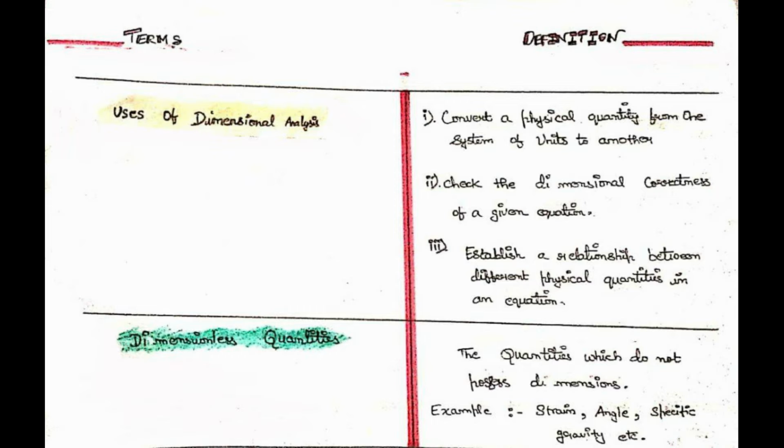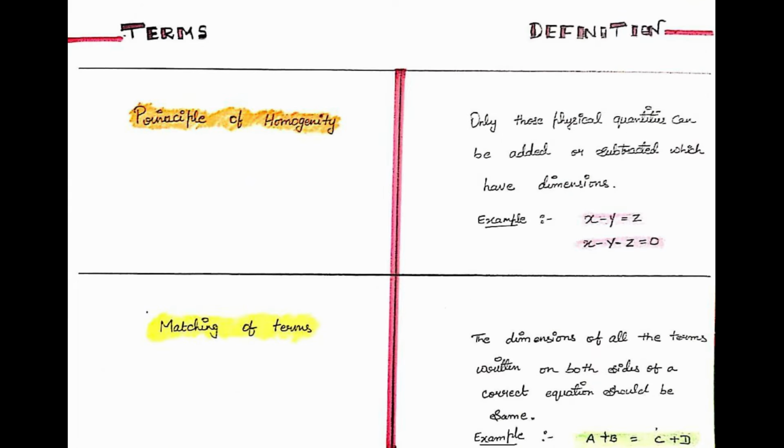Dimensional analysis is used to convert a physical quantity from one system of units to another, to check the dimensional correctness of a given equation, and to establish a relationship between different physical quantities in an equation. Next, dimensionless quantities. The quantities which do not possess dimensions, meaning a quantity which has no dimensions, such as strain, angle, specific gravity, etc. Next is the principle of homogeneity.